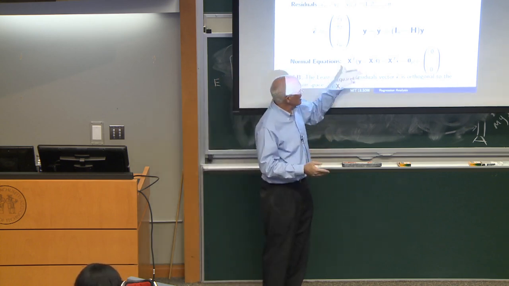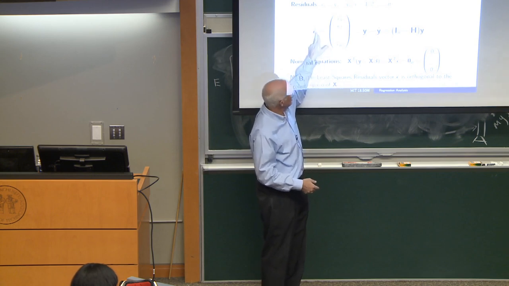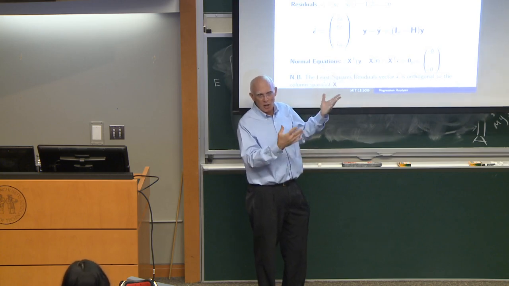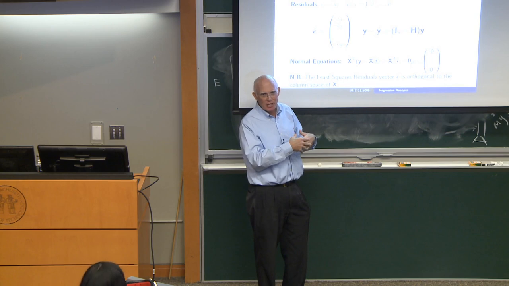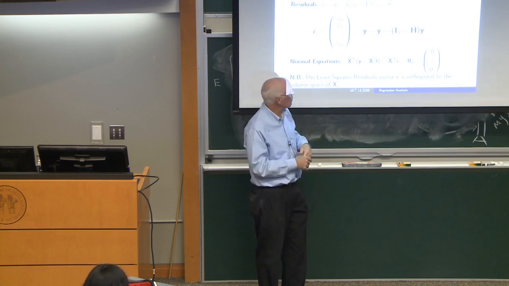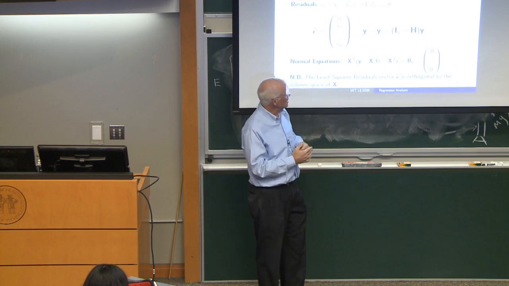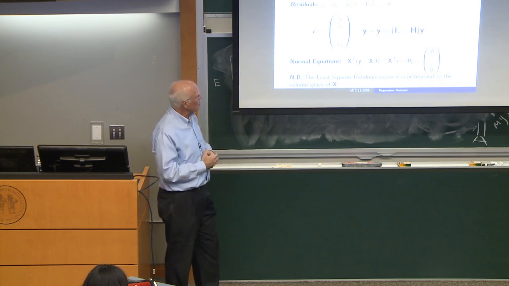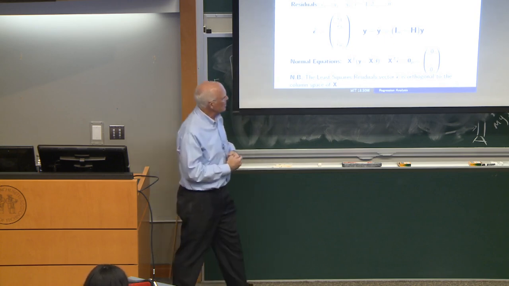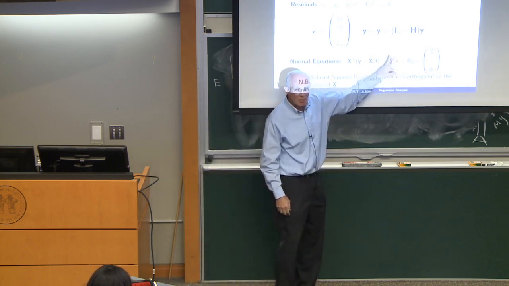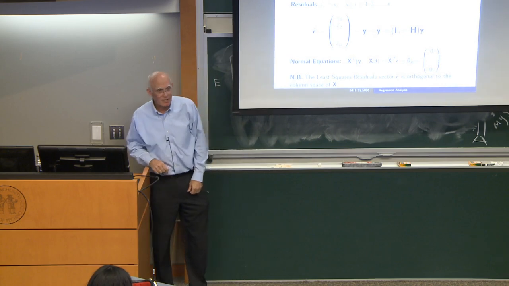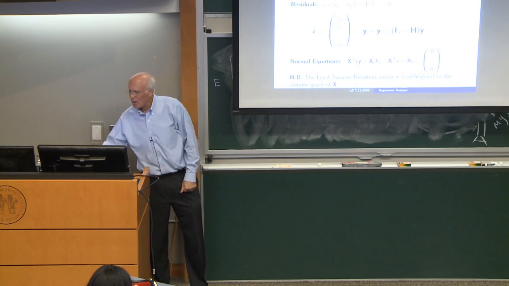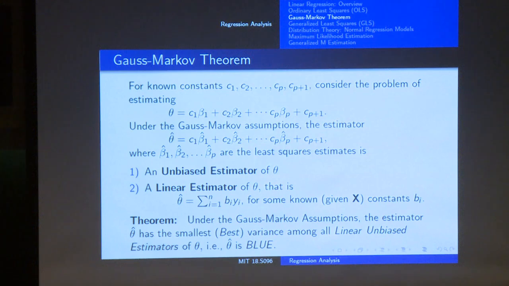And just to recap, epsilon is a projection of y onto the space orthogonal to the column space, and y hat is the projection of y onto the column space. And these projections are orthogonal projections, so the projected value epsilon hat must be orthogonal to the column space of X. Okay? All right. So the Gauss-Markov Theorem.